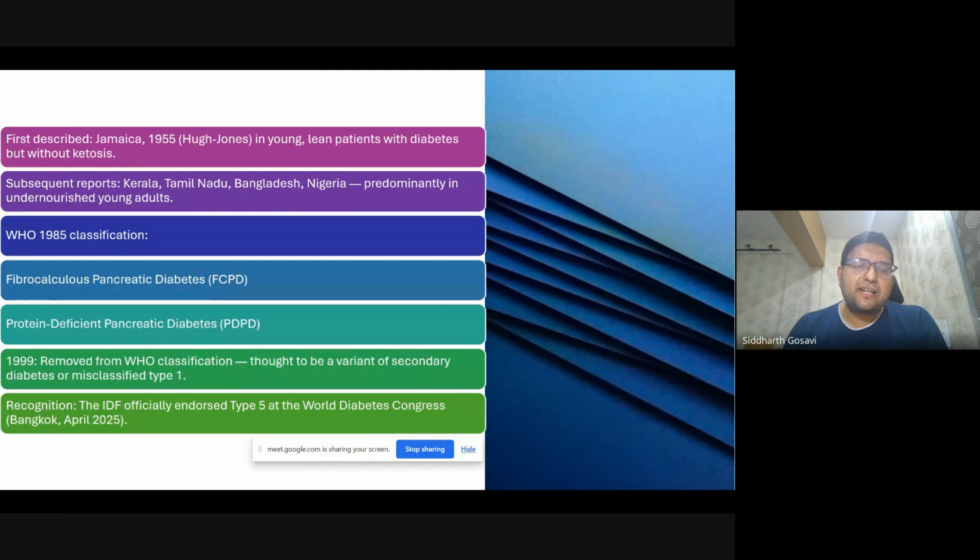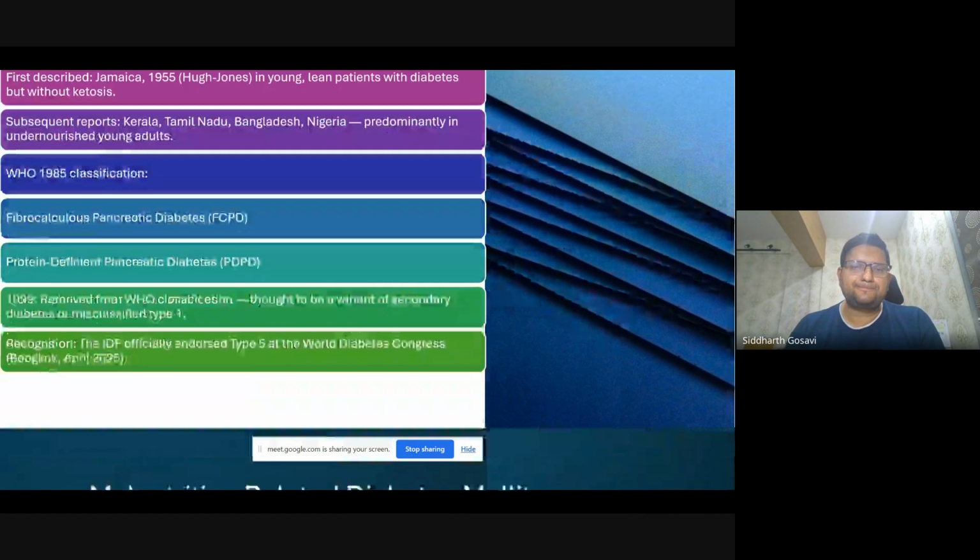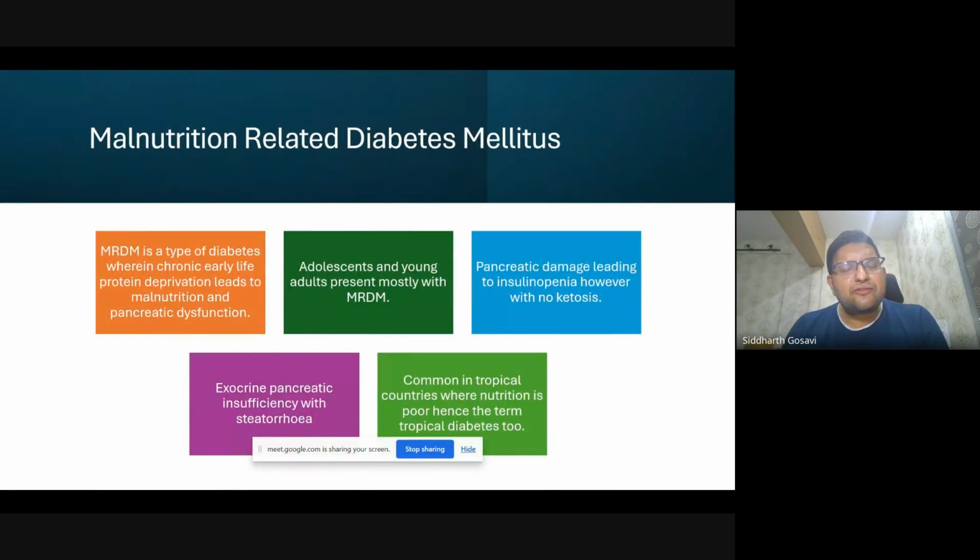But in 1999, it was removed from WHO classification, thinking it to be a variant of secondary diabetes or misclassified type 1 diabetes mellitus. Recently, as I mentioned, in Bangkok in April 2025, the International Diabetes Federation officially endorsed type 5 diabetes at the World Diabetes Congress. So we'll come to the first type, that is the malnutrition-related diabetes mellitus.